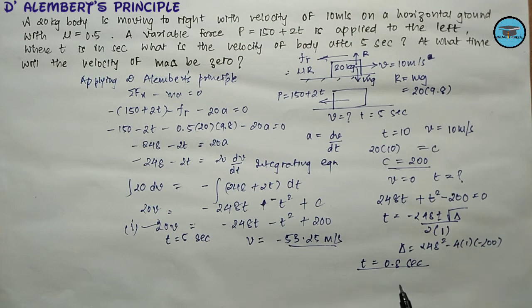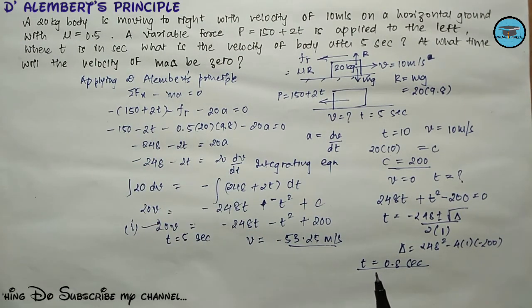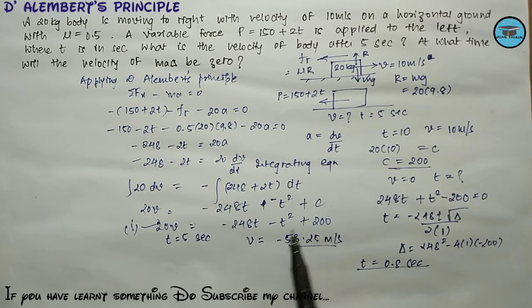So we have obtained the time at which the velocity of the mass is 0 as t equals 0.8 second, and the velocity of the body after 5 seconds is minus 53.25 meter per second.